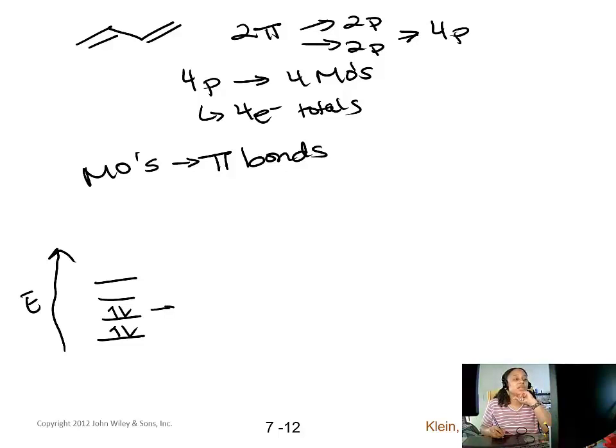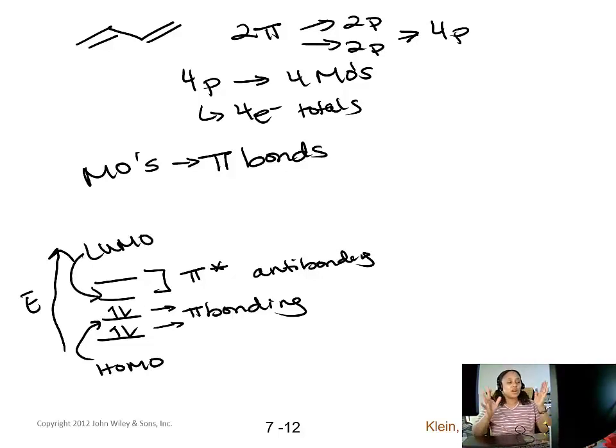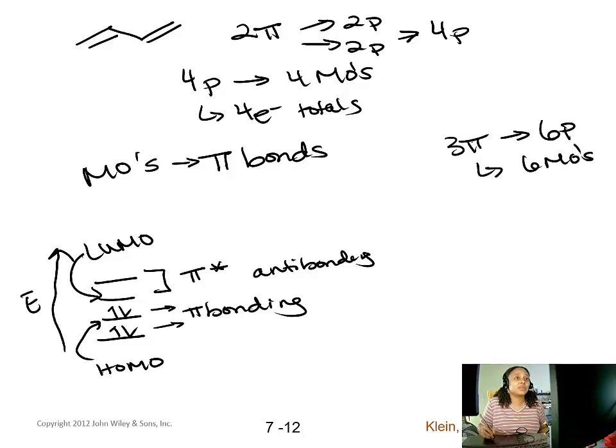And so since these are the ones that are filled, we call these pi bonding molecular orbitals, and we call this our HOMO. Because these are empty, we call them pi star or the pi antibonding. And since this is the lowest one of the unfilled, we call it the LUMO. So there's not always just 2, right? If I had 3 pi bonds, for instance, that means I would end up having a total of 6 p orbitals. That means I would have 6 molecular orbitals, right? So you could essentially do that.